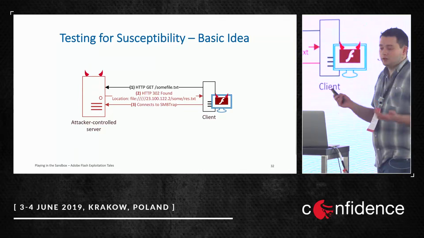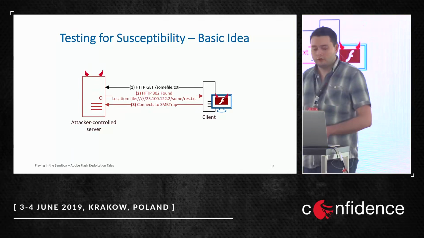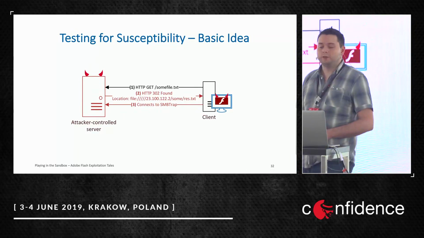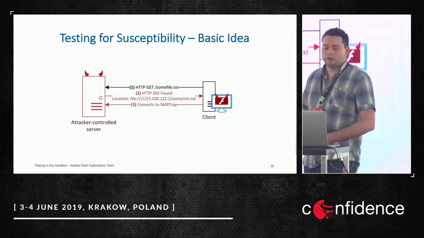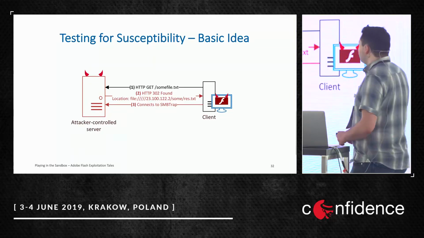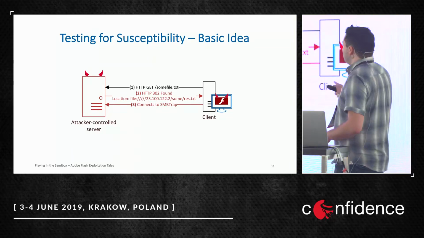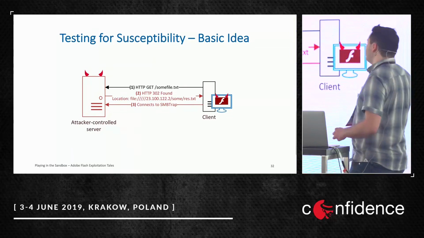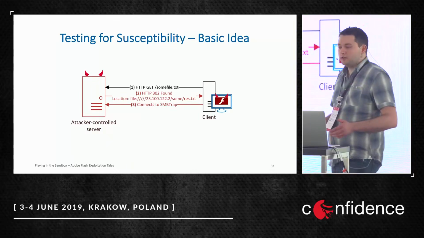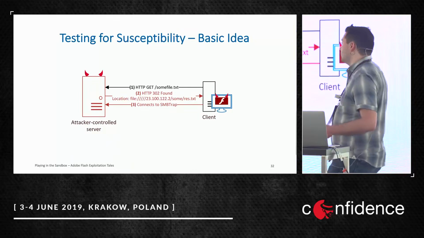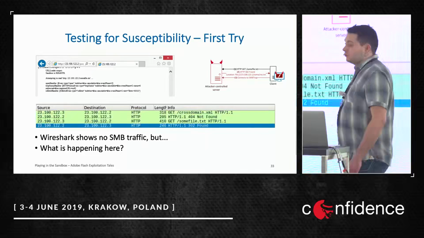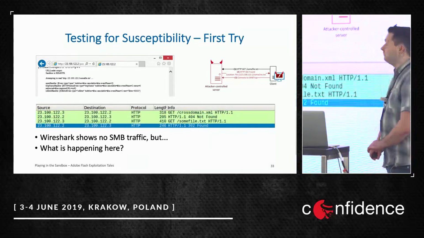I tested for this using this setup, and I'll briefly go through how it works. We again have the client with our malicious Flash application. The client will try to download a file from the attacker-controlled server. The server will respond with an HTTP 302 referencing this file style UNC path. And then if everything went well, the client will connect to our malicious SMB server. So the first try, it didn't really work.